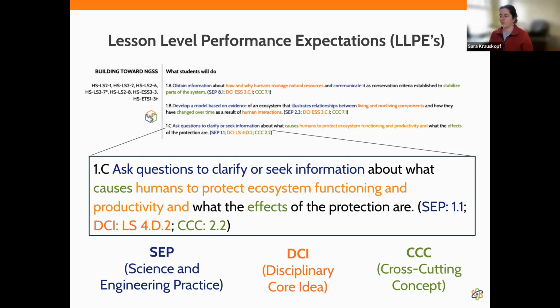They're going to be trying to figure out the kinds of investigations they could do, or who they might go to answer those questions. The content will be this disciplinary core idea, where they're looking at how humans protect ecosystem functioning and productivity. So they're thinking about the relationship between humans and what's happening in ecosystems, and how humans are part of these ecosystems. And then they're going to be focusing on cause and effect. What might humans do that could cause some changes in the ecosystem or protect the ecosystem are the kinds of things they'll be looking at.